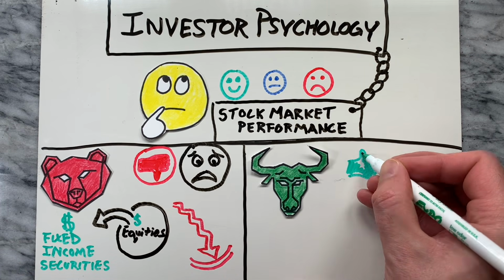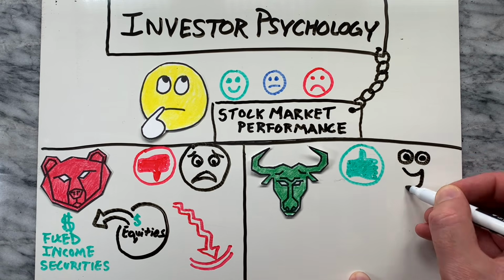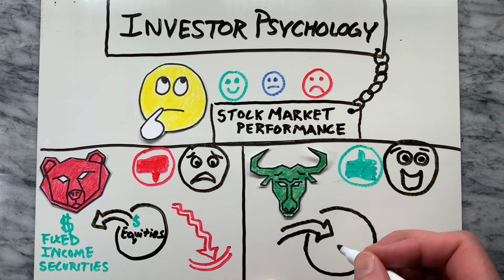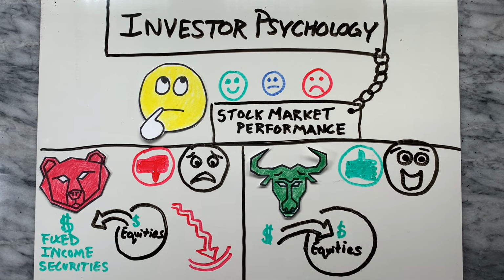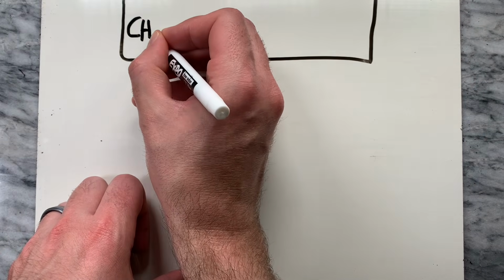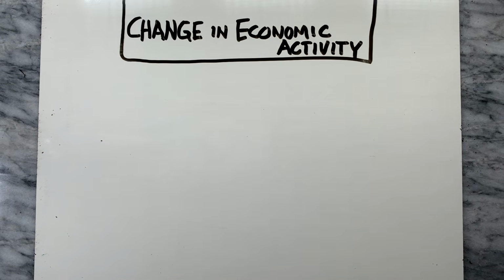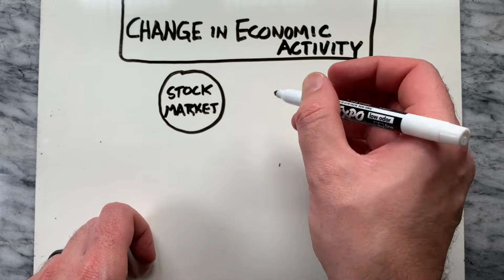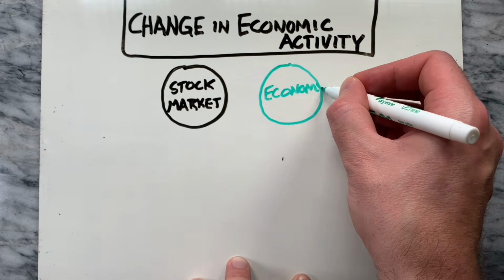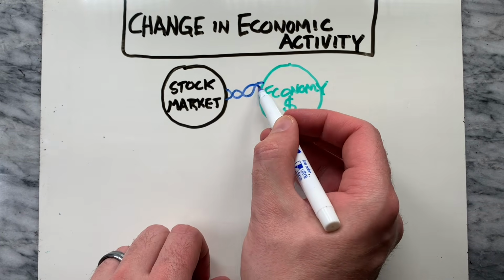In a bull market, market sentiment is positive and investors gain confidence. Investors are more likely to put their money into the market, hoping that they will be able to make a profit as prices increase. Lastly is the change in economic activity. Because the businesses whose stocks are trading on the exchanges are participants in the greater economy, the stock market and the economy are strongly linked.